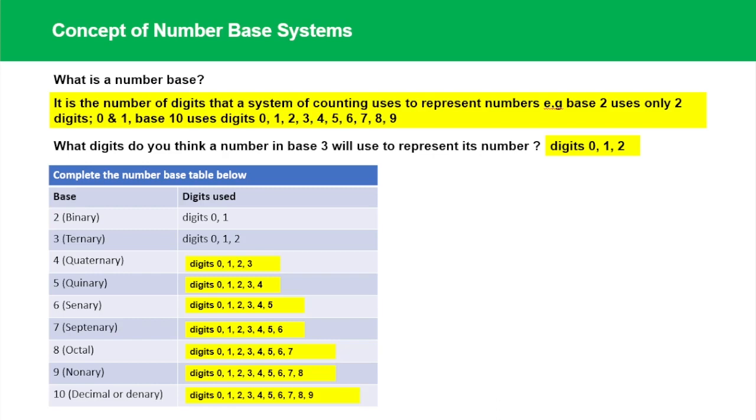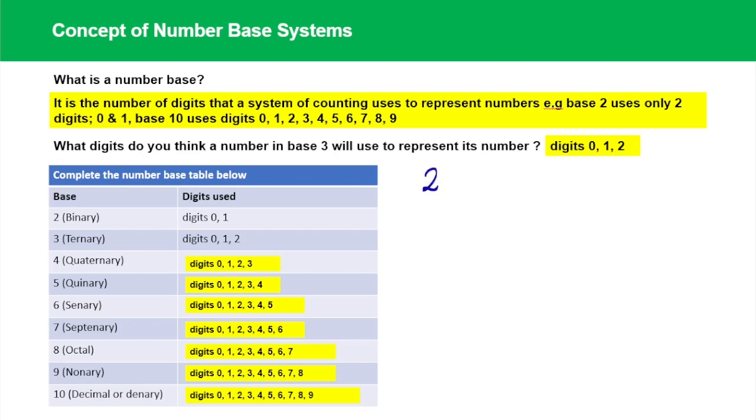As said earlier, the base 2 number system, which is known as binary, uses only 2 digits, zero and 1. The base 3 number system uses only 3 digits, 0, 1 and 2. The base 4 number system uses only 4 digits, that's 0, 1, 2, 3. The trend continues like that up to whatever number base you have. The implication of this is that a number in base 2 can never have any other digit other than zero and 1.